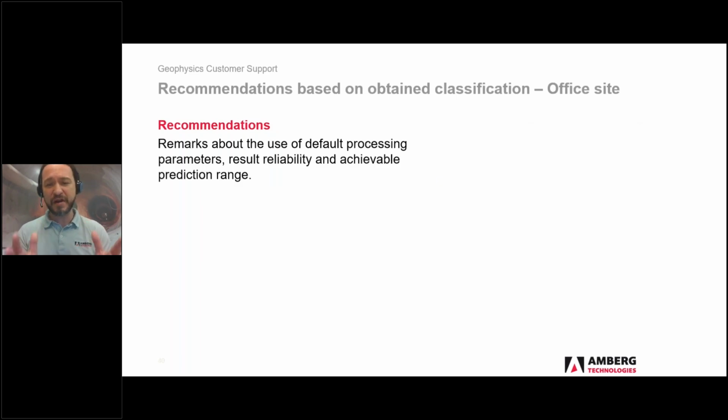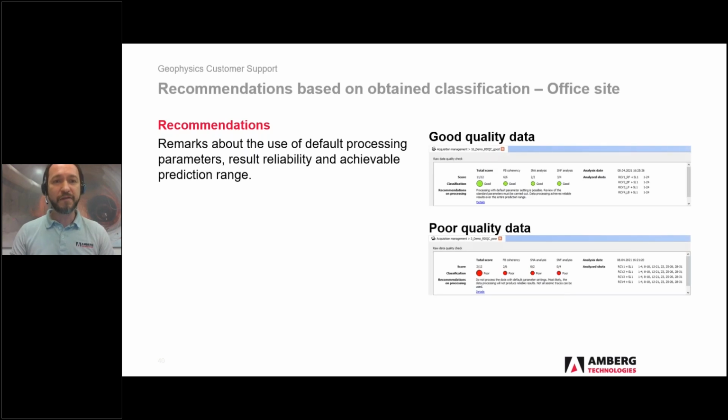Now I will briefly mention how the raw data quality check looks in the Amberg TSP Ease processing software on the office side. Here you will also have some recommendations. The recommendations relate to: should I use default processing? Should I carefully check my processing parameters? And also the reliability of the results and the achievable prediction range.